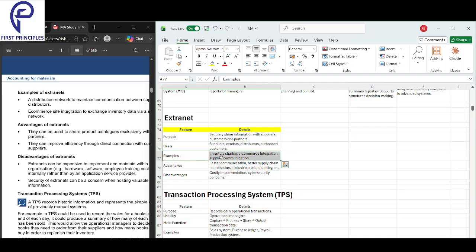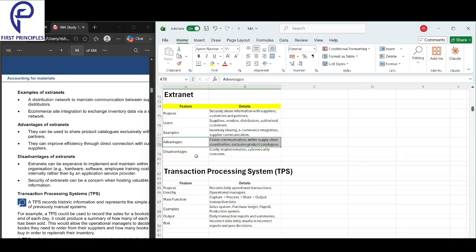What does it help in? Inventory sharing, e-commerce integration, and supplier communication. What are the advantages? Faster communication, better supply chain, and exclusive product catalogs.